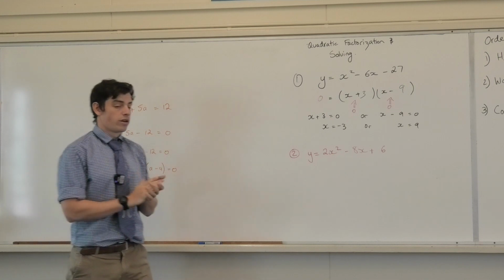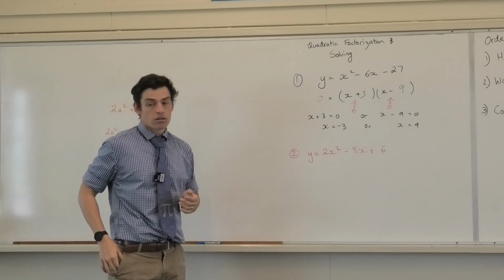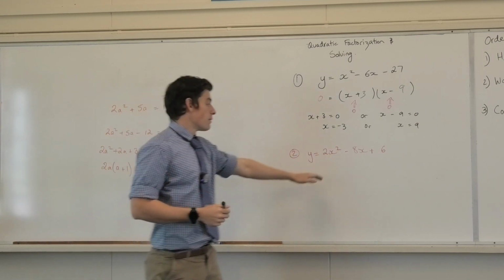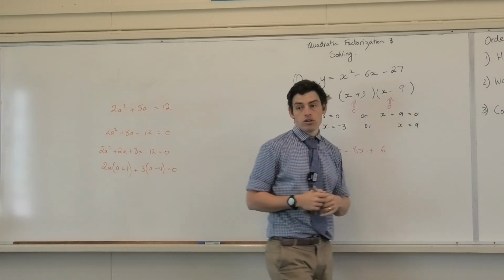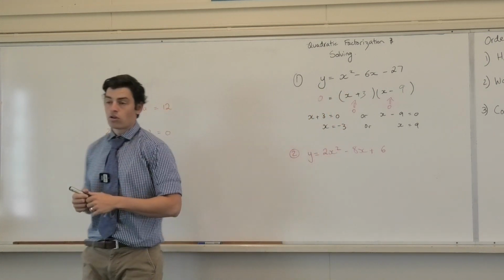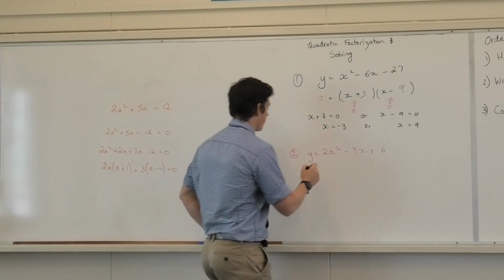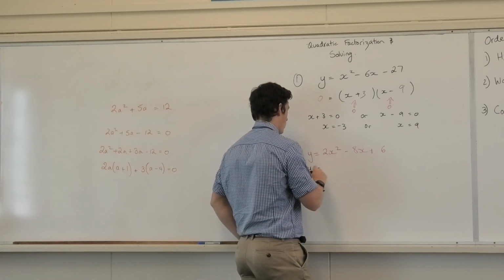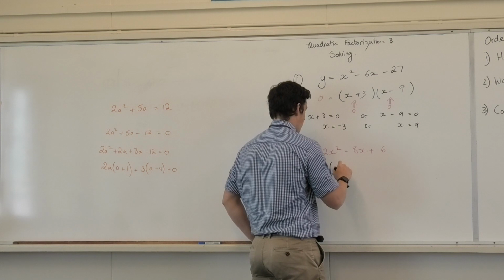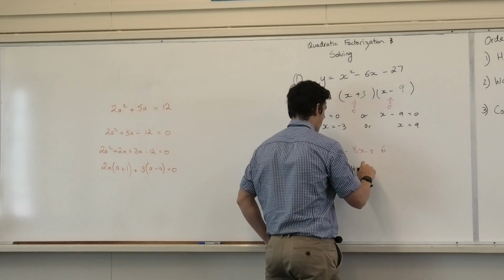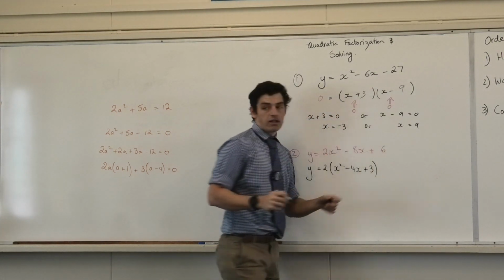What's different about the next one? There's a 2 in front of the x squared, but because these are all factors of 2, it's actually only one more step. Y equals 2 outside of x squared minus 4x plus 3. What have I done?